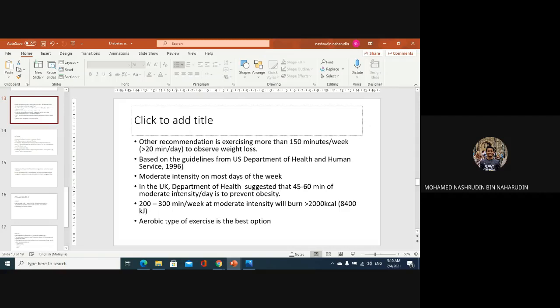And then apart from that, UK Department of Health also suggested that 45 to 60 minutes of moderate intensity per day is good to prevent obesity. So if you sustain every day, you do moderate physical activity, okay, for 45 to 60 minutes, your BMI wouldn't reach 30 kilogram per meter square. BMI of 30. Okay, so you can prevent obesity by performing 45 to 60 minutes of moderate intensity.